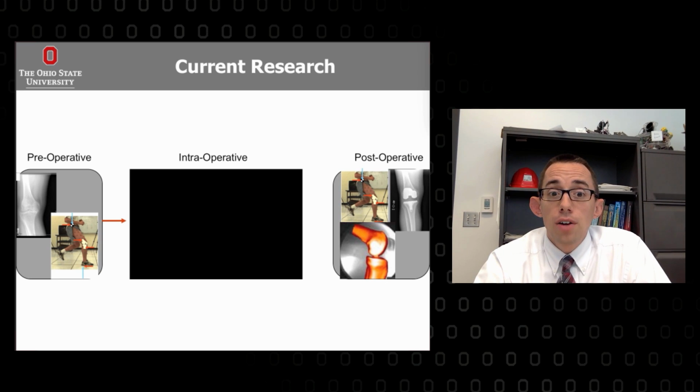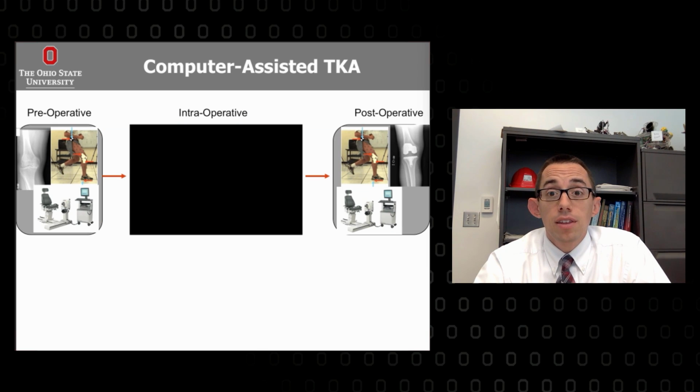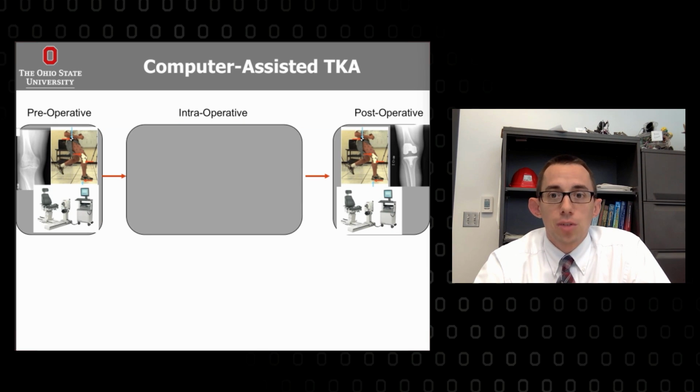So what people try to do is figure out what was done intraoperatively and relate that to post-operative outcomes, or just relate the pre-op condition directly to the post-op condition. But what we want to try to do here at Ohio State is, instead of making this a black box, let's make it a gray box, because we're scarlet and gray, so that's why it's a gray box.